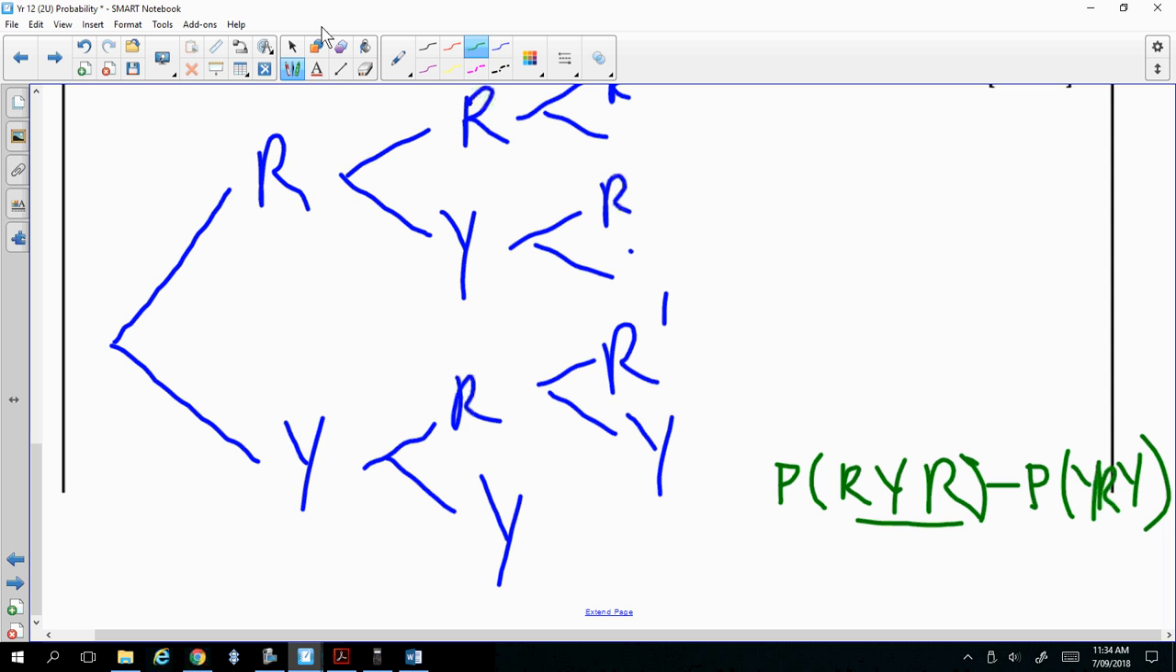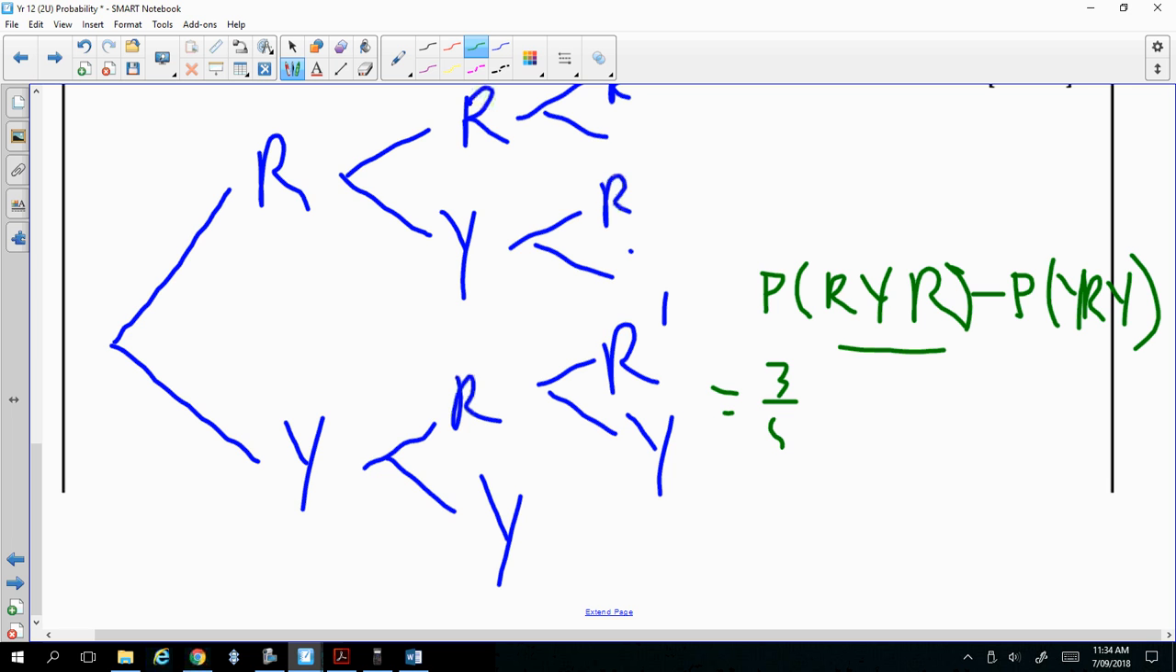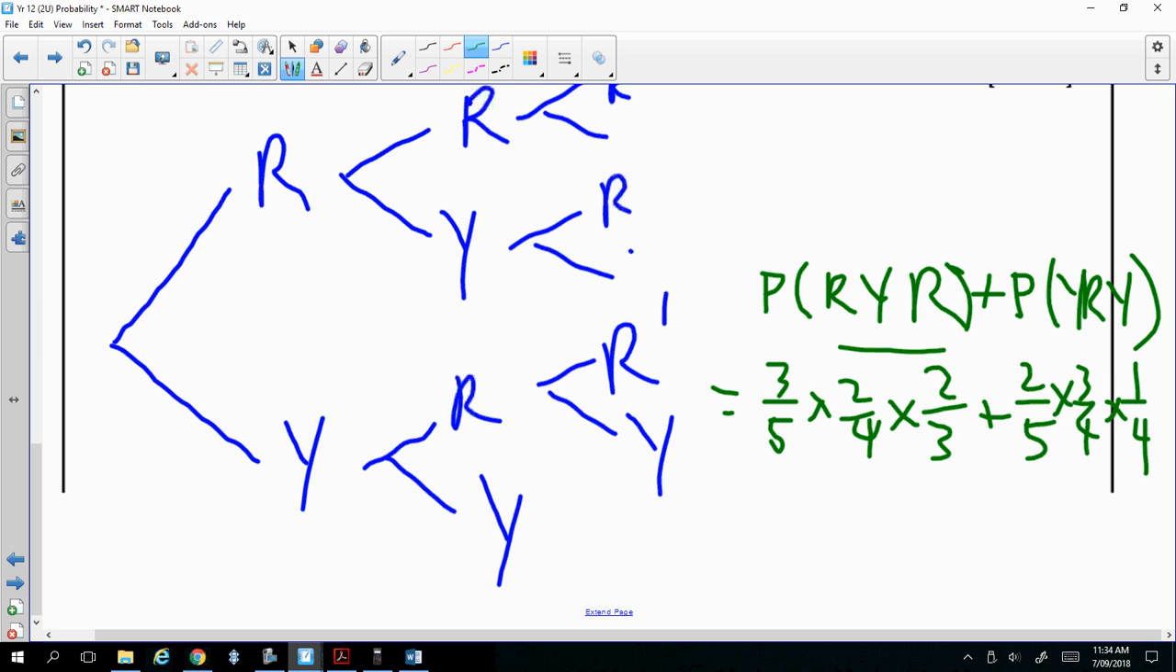Okay, let's try that. So what would that be? Red will be 3 out of 5, 2 out of 4, 2 out of 3, plus yellow is 2 out of 5, 3 out of 4, 1 out of 4. And then use your calculator. So you get 6 over 60 plus, that should be a 3.